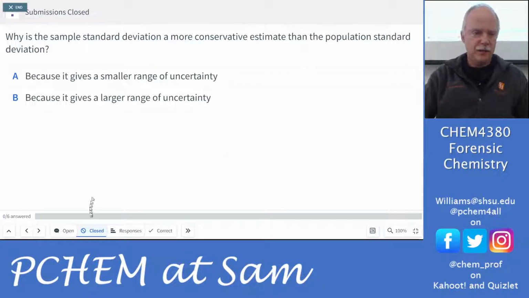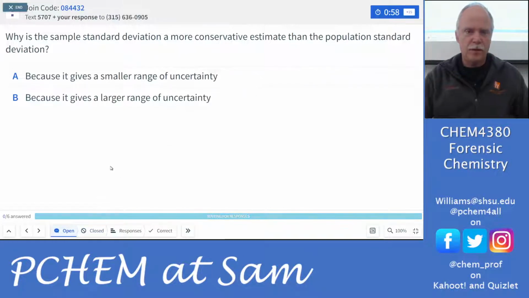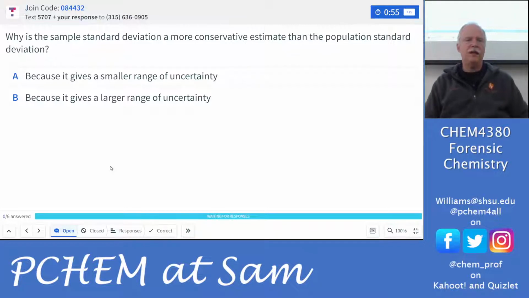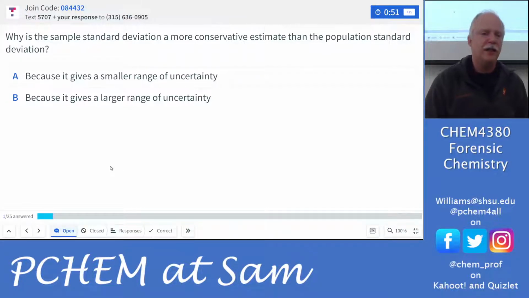Okay, so let me open that question again. Why is the sample standard deviation a more conservative estimate than the population standard deviation? Really two choices.